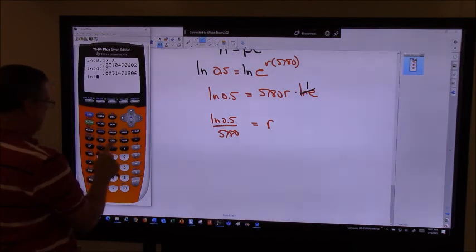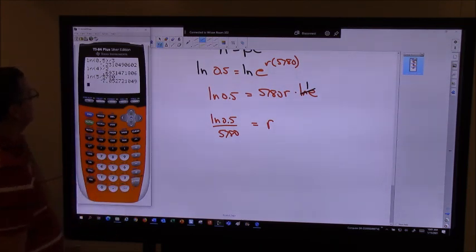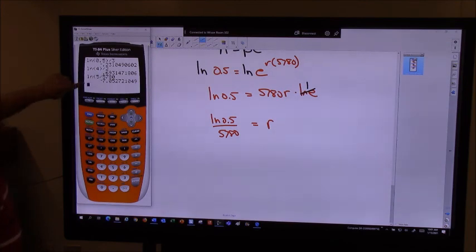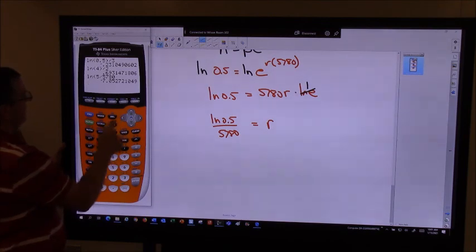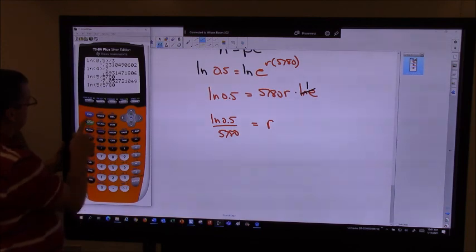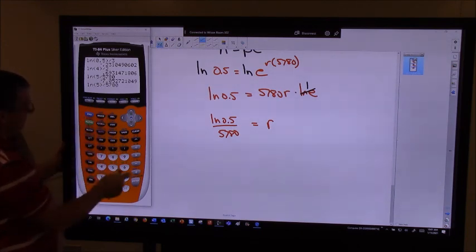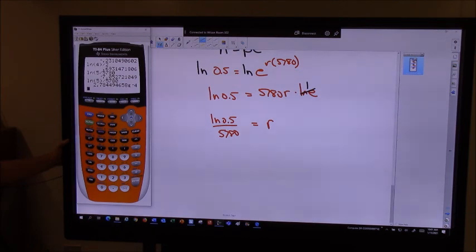Natural log of 0.5 divided by 5,780. Oh, look, I forgot my parentheses here. Got to make sure to include that. I looked at that and I thought, whoa, that means we're losing a lot of it every year. I started with 1 gram and I'm losing 7, and something's not right. So let me bring that back and get my parentheses in there. Right there. All right. There we go.